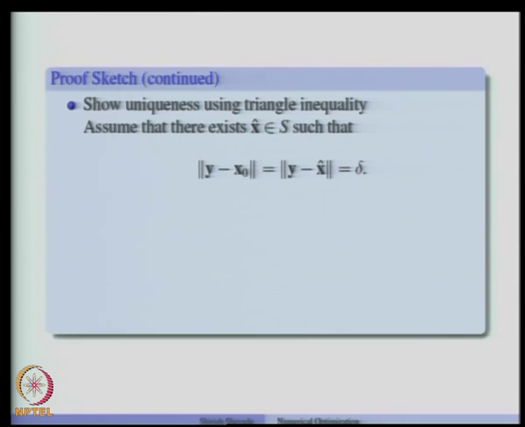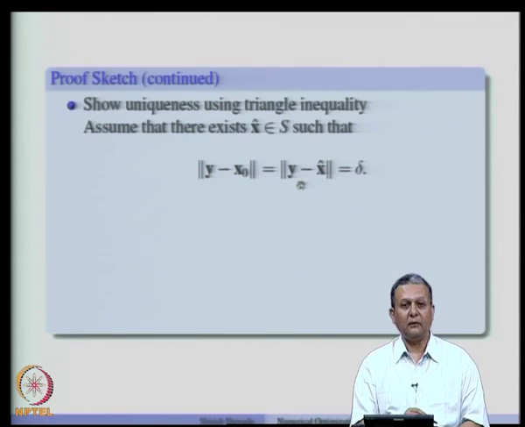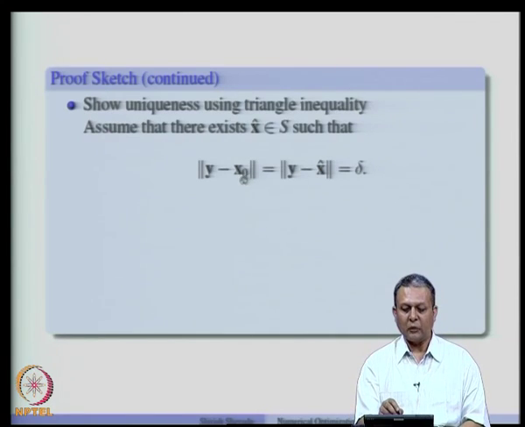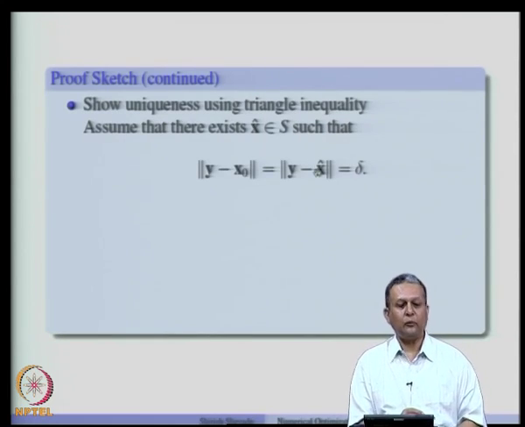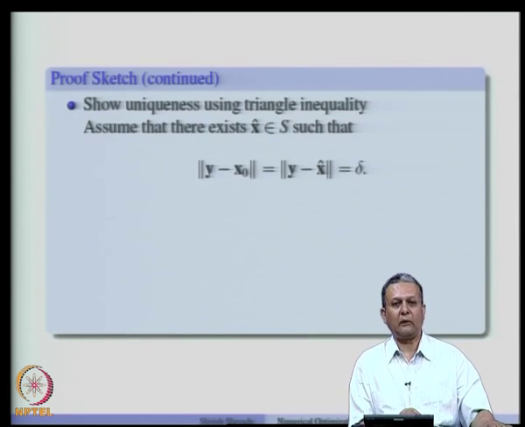Right. And then what we have to do is show that if such a thing happens, then we may end up in a contradiction. So, the only way this is possible is that x0 coincides with x hat. Now, to do this, we have to use the triangle inequality.